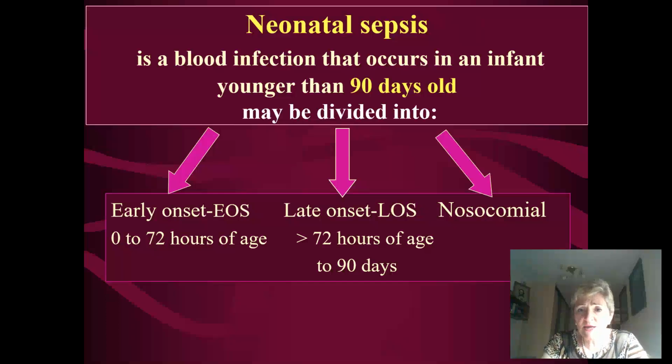Neonatal sepsis is a blood infection that occurs in infants younger than 90 days of age. Neonatal sepsis is divided into 3 groups. Early onset sepsis, from birth to 72 hours of life. Late onset sepsis, more than 72 hours of age to 90 days, and nosocomial sepsis.